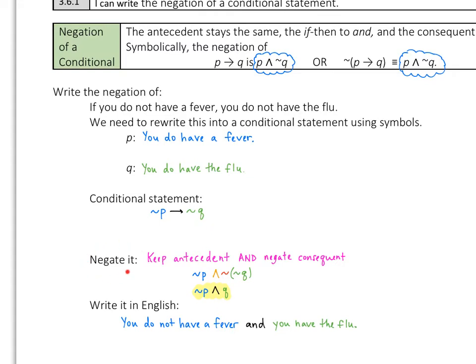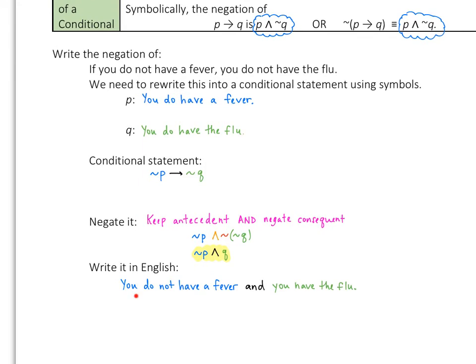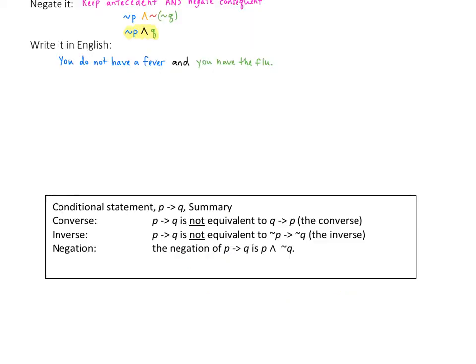Okay, so how do we negate this? We keep the antecedent, we change it to an and, and we negate the consequent. So we keep the not P, that arrow becomes the and, and we negate the second portion, so not Q. In the end, we get not P and Q. If we were to convert this back to our English statement, it would simply be, you do not have a fever and you have the flu.